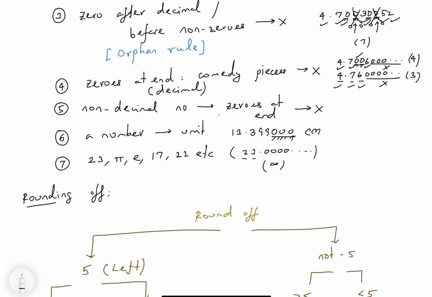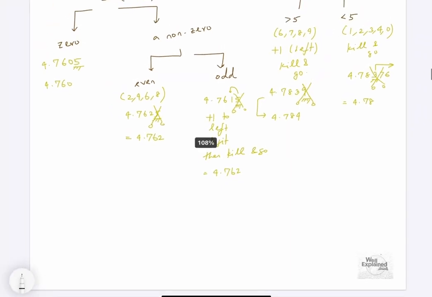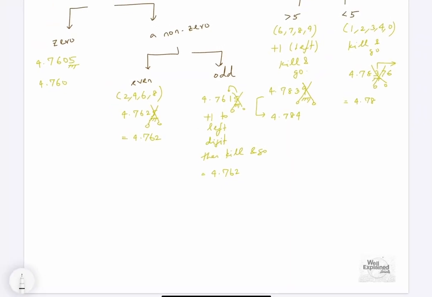Even for a non-decimal number, 470. Zeros at the end, kill it. 47. So we have only 2. A number with a unit, count everything. Don't leave any. And for definite numbers like pi, e, and so forth, they have an infinite amount of digits, which are significant figures. So the answer is infinity. Right. That's the whole story about significant figures and rounding off.